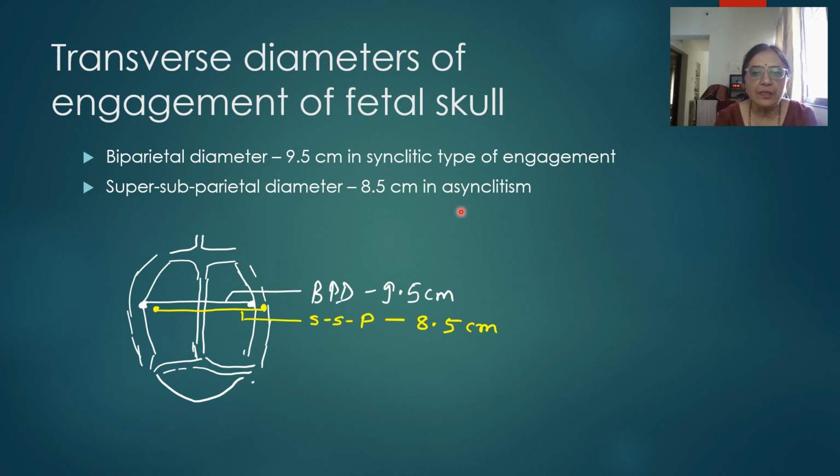On the other hand, if it is asynclitic, the diameter of engagement reduces by 1 centimeter. It is the super subparietal diameter, which is 8.5 centimeters. It is from a point above the parietal eminence on one side to a point below the parietal eminence on the opposite side. This is the super subparietal diameter, which is 8.5 centimeters, and it is the diameter of engagement whenever the type of engagement is asynclitic, where one parietal bone descends down followed by the opposite sided parietal bone.